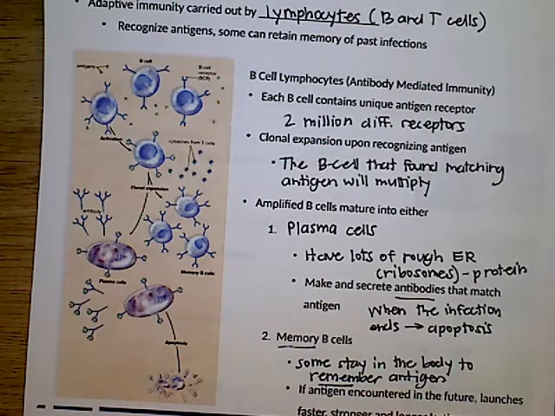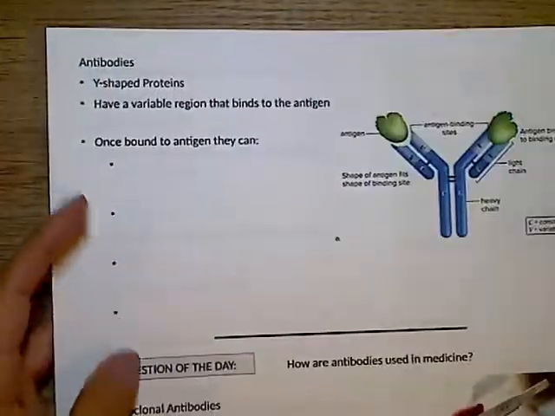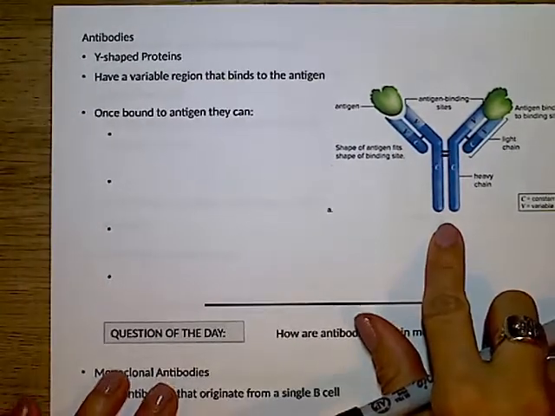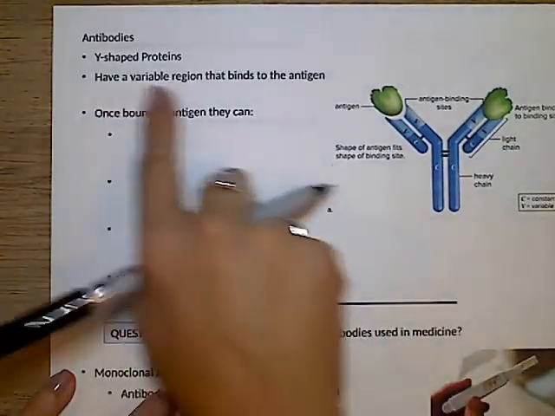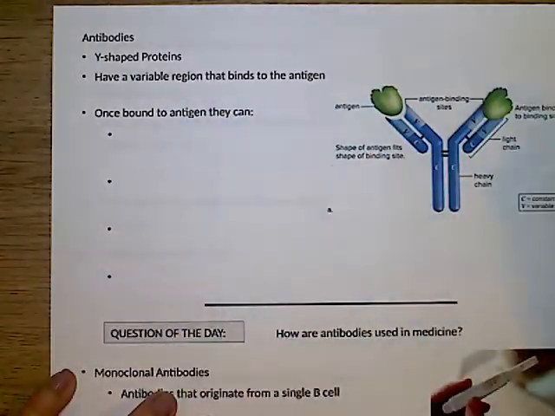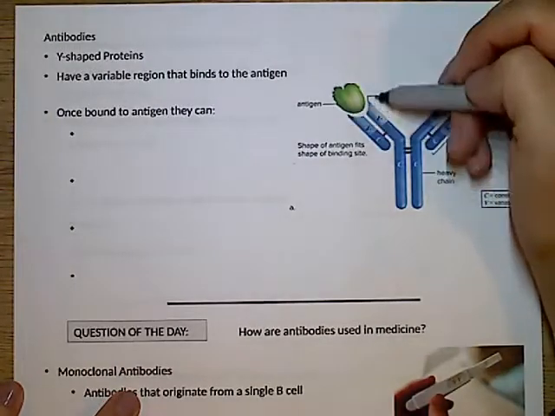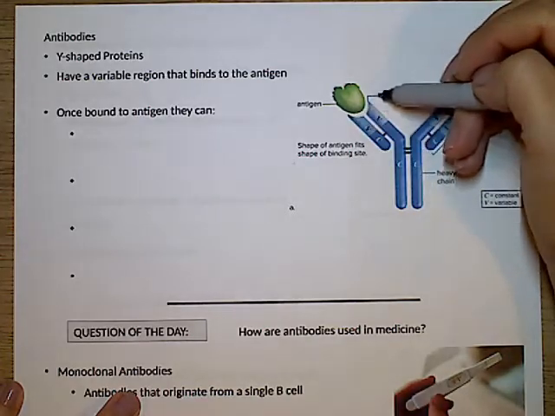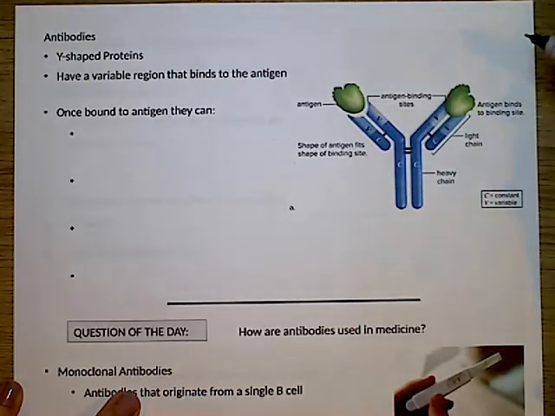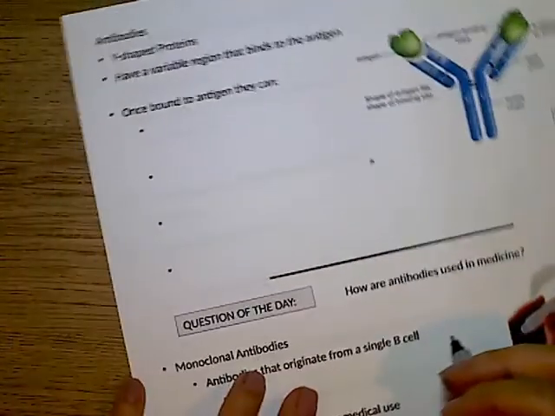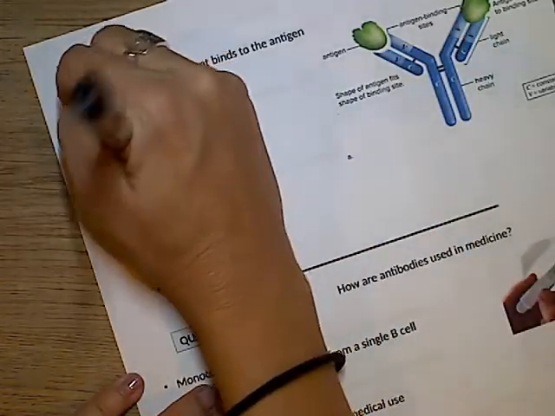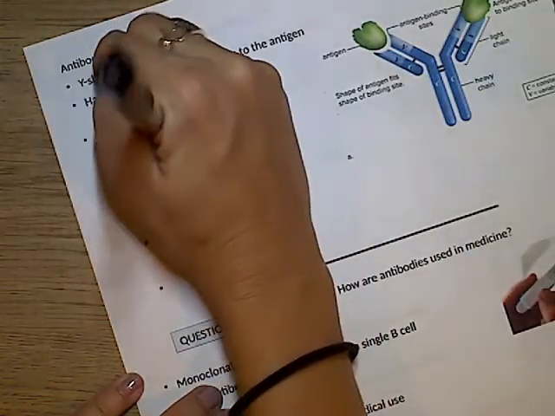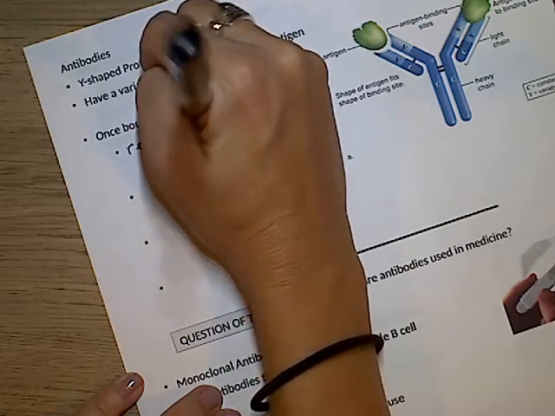So let's talk about antibodies. These are Y-shaped proteins. So we're zoomed in on one here. And they have a variable region that binds to the antigen. So right here, it's like the tips of the Ys. It's the region that is going to match up to a specific antigen. And once they bind to the antigen, they can recruit complement proteins.